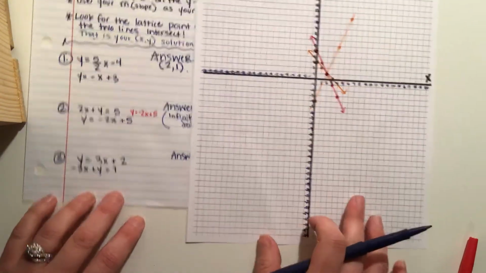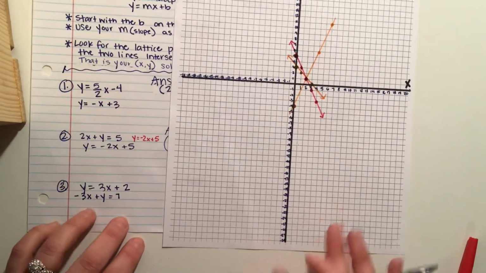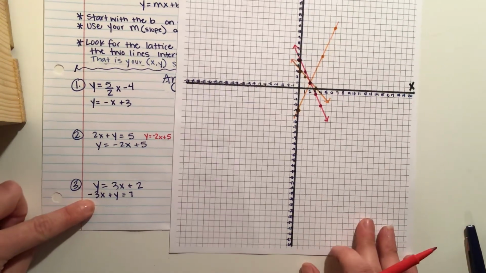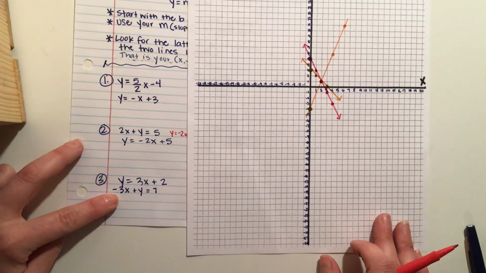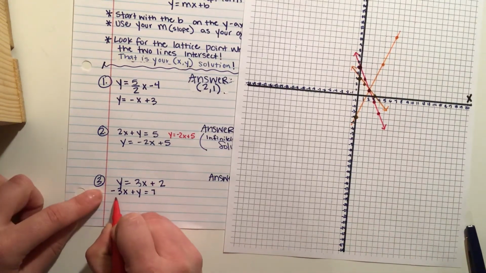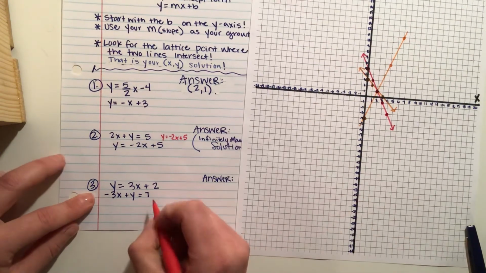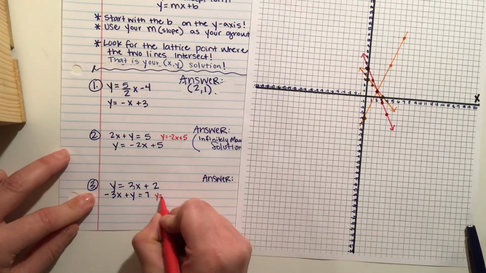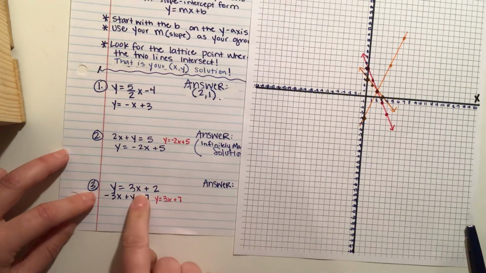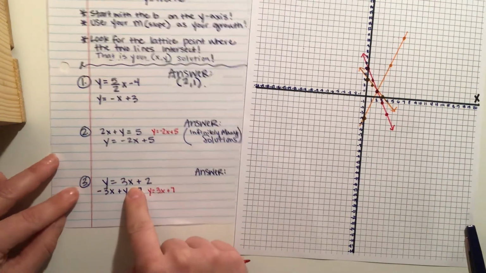Now let's look at the last example I have for you. Notice that the bottom equation is not in slope-intercept form. So you need to change it. In order to change this, you would have to add 3x to both sides. So this bottom would be y equals 3x plus 7. And the top is y equals 3x plus 2.